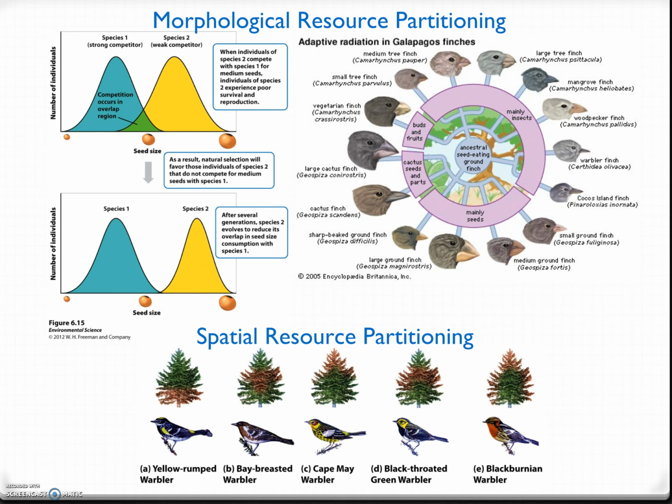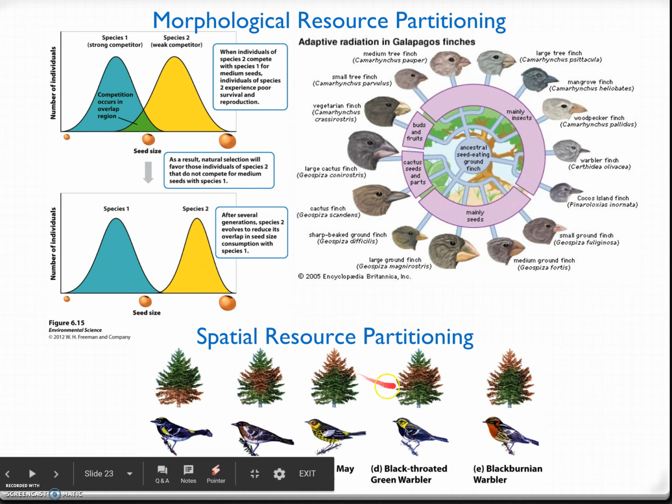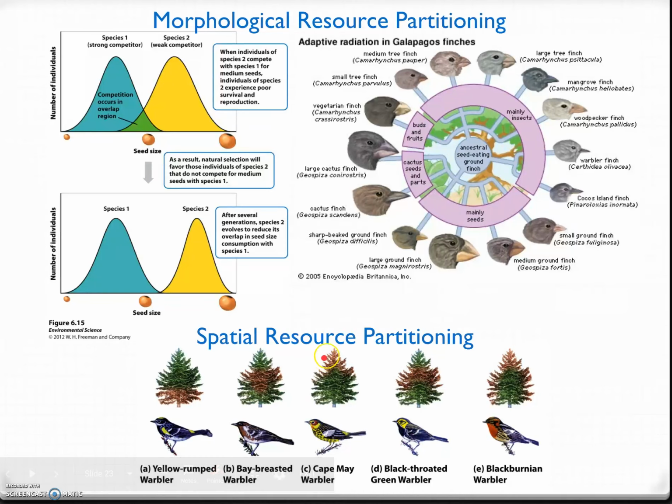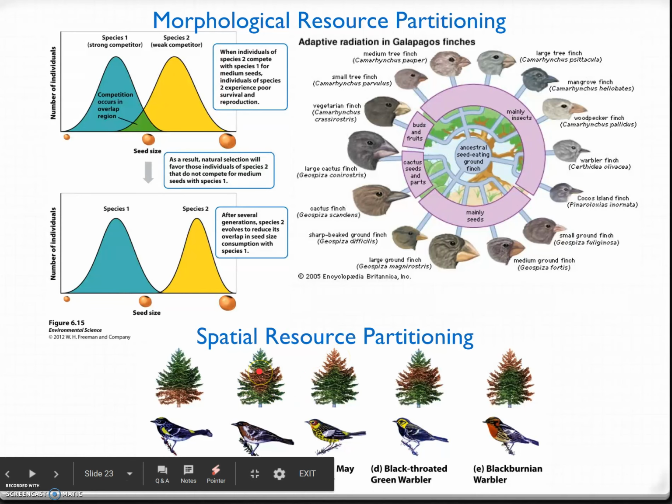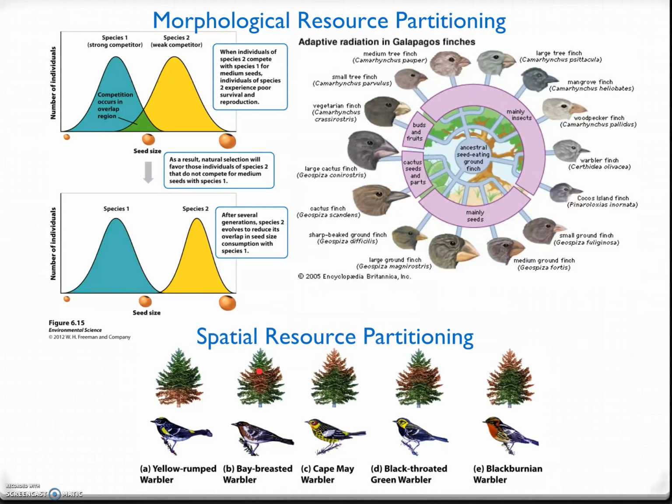And then there's spatial resource partitioning. These birds all like to live in the same type of tree, but they choose to live in different parts. So this warbler likes the bottom part. This guy likes the top and just the sides. This guy likes the middle part. This guy only likes the tops and not even the sides. And this guy likes the middle interior part. So they all use the same tree, but they all use different parts of that same tree.